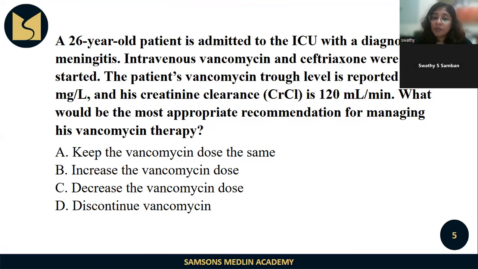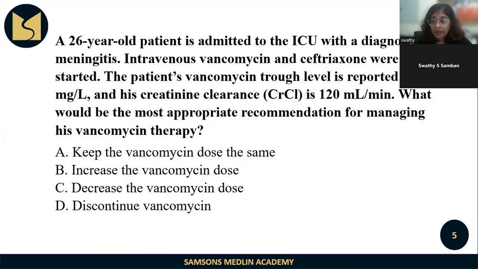Option A is to keep the vancomycin dose the same. Option B is to increase the vancomycin dose. Option C is to decrease the vancomycin dose. And option D is to discontinue vancomycin. So from the question, we understood the patient has a serious condition, meningitis, and intravenous vancomycin and ceftriaxone were started. The patient's vancomycin trough level came as 10 mg per liter. We know that vancomycin is associated with nephrotoxicity, so they have also given us a creatinine clearance, which is 120 ml per minute. So the creatinine clearance is normal.